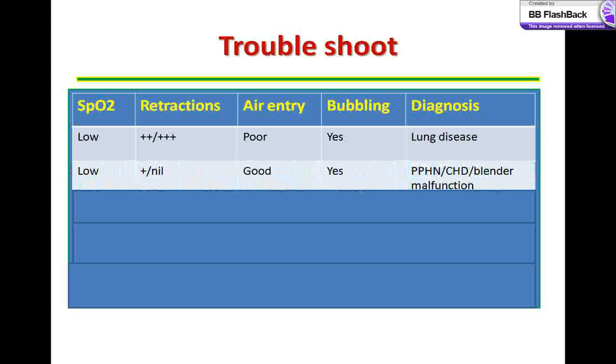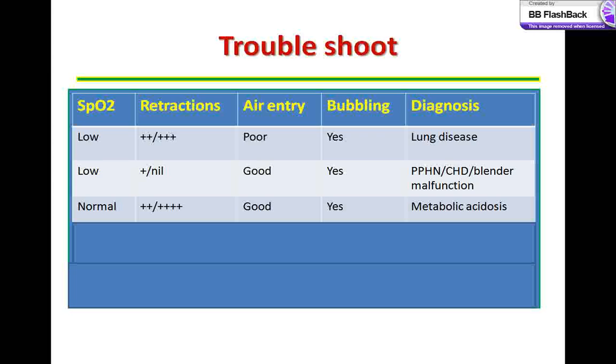Next, if the saturations are low but there are no or mild retractions, air entry is good and bubbling is good, that means we are not dealing with alveolar or lung hypoinflation. This would mean extra-lung problems like pulmonary hypertension, congenital heart diseases, or a blender malfunction. Next, if the saturations are normal but the retractions are moderate to severe, air entry is good, bubbling is good, that means we might be dealing with a case of metabolic acidosis and not really a lung-related problem.